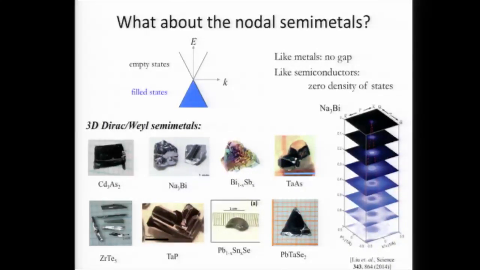These were the first ones: cadmium-3 arsenic-2, and sodium-3 bismuth. And you can study by ARPES, by photoemission spectroscopy, what their dispersion looks like, or what the energy of the electron as a function of momentum looks like. And you see this nice cone of energy states. In a sense, this is like a photon-like electron that moves at constant velocity in all directions and has no rest mass energy. So there's a whole industry of finding these materials and studying them. I'm going to talk in this talk about two in particular, which are zirconium telluride and tantalum phosphide.